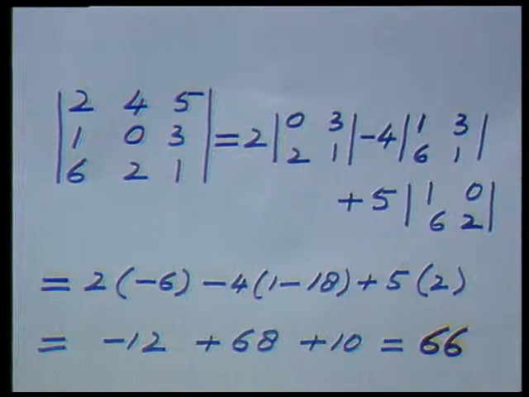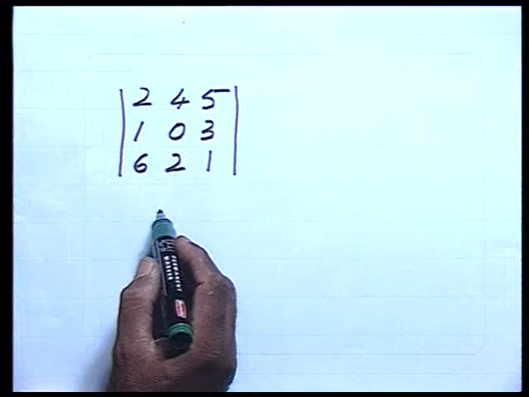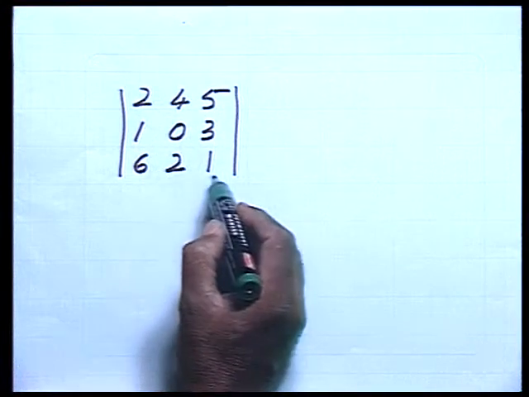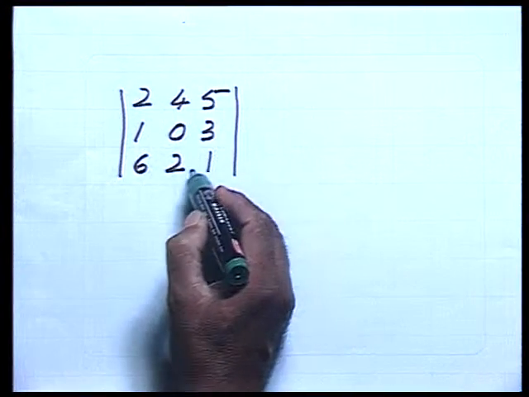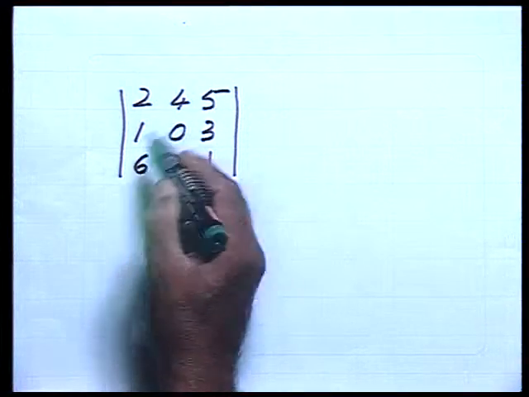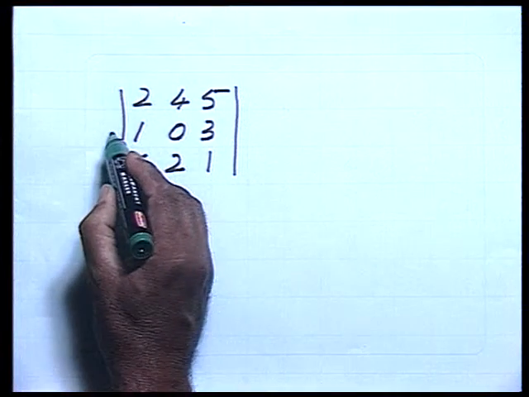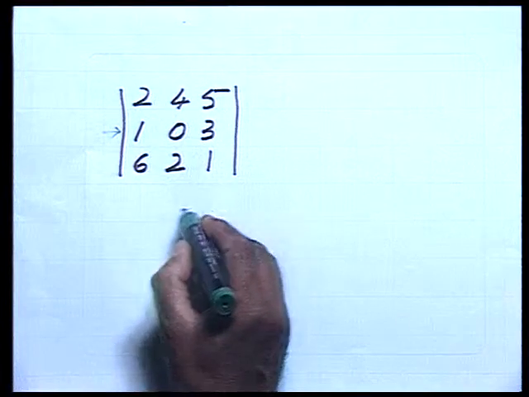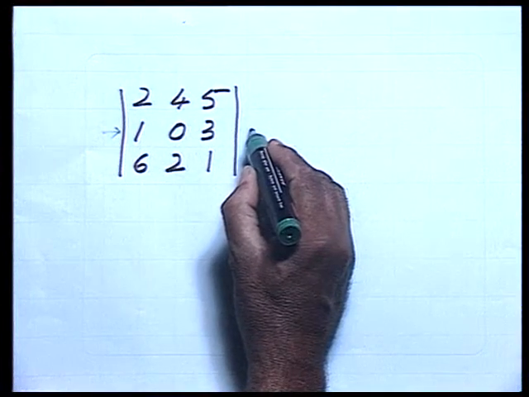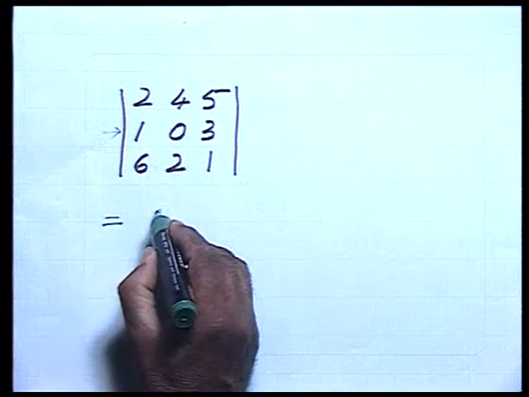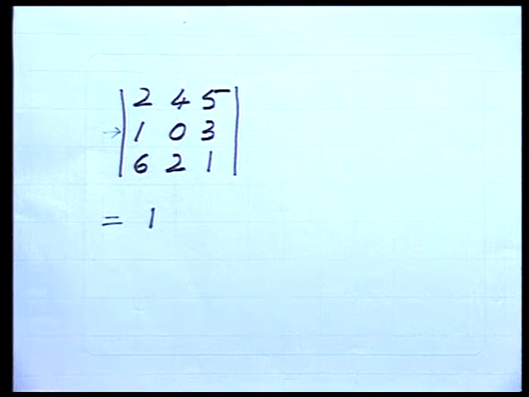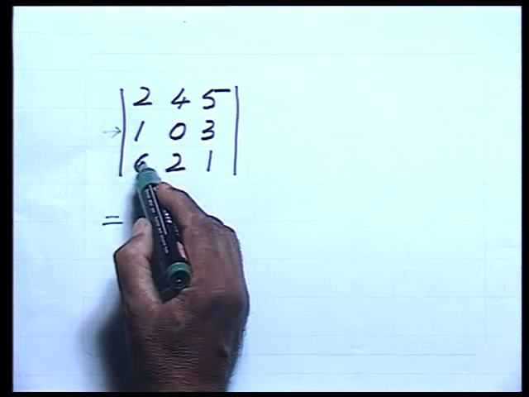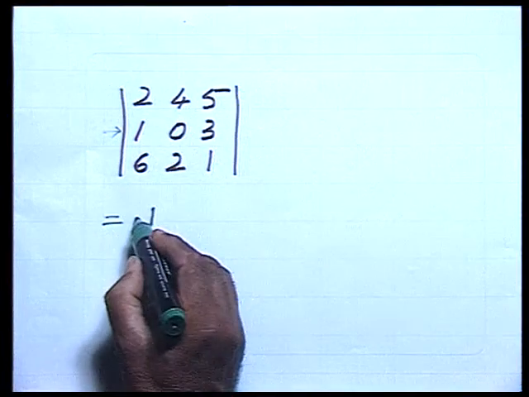Let us take the same determinant again. Remember, on expansion with the first row we got 66. This time I am going to expand using some other row or column. For convenience we take the second row. When expanding, I write down 1. What sign? Simple: second row, first column, 2 plus 1 is 3. So, the sign is negative.